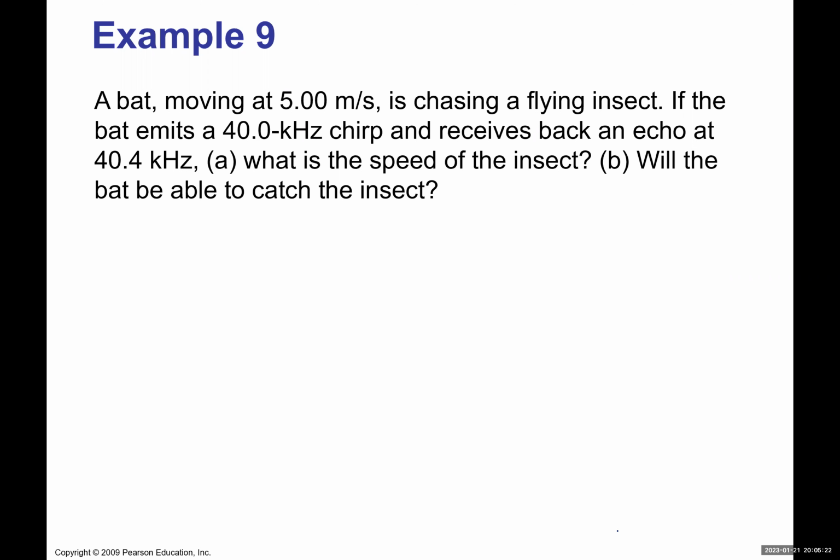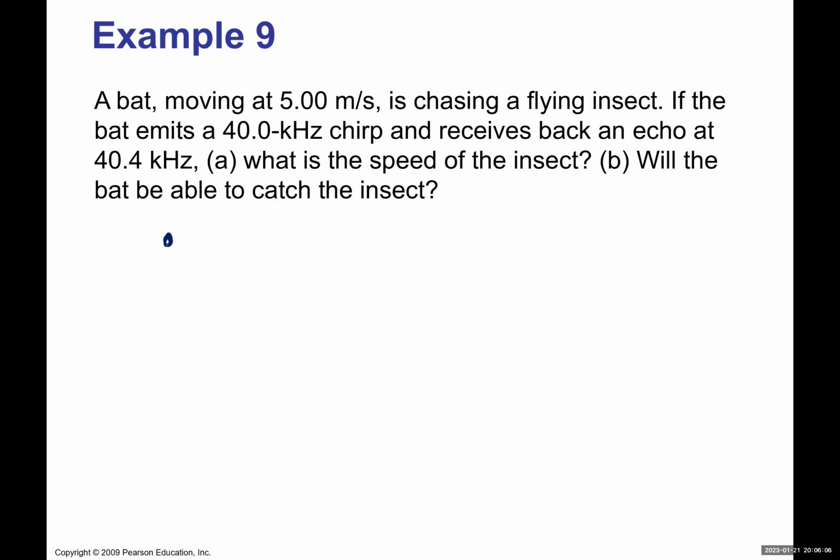The difference here is that we have a source that emits a sound, and then we have an observer. But then there's an echo. So the original source basically becomes the observer for the echo. So we have two parts. You can break it down: first, the observer is the insect and the source is the bat. Then for the echo, it's the other way around. Basically the insect is the source and the bat is then the observer. So let's look at it.